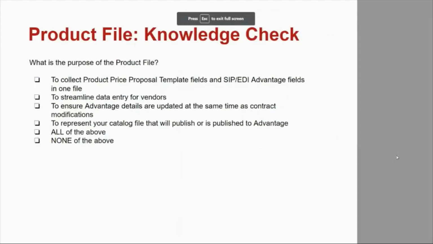Time for a knowledge check. What is the purpose of the product file? To collect product price proposal template fields and SIP EDI advantage fields in one file, to streamline data entry for vendors, to ensure advantage details are updated at the same time as contract modifications, to represent your catalog file that will publish to advantage. All of the above, none of the above.